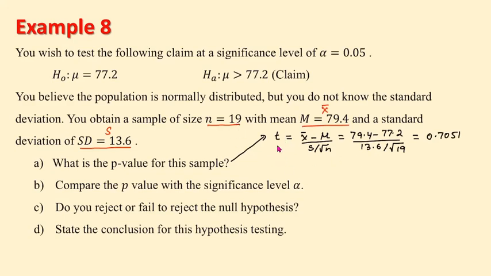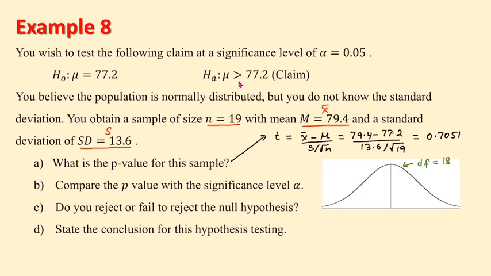Once we get the T value, or the test statistic, we need to find the P value. Because this is the T distribution, we are going to draw that distribution and find the area. So let's first draw the distribution. Suppose this is my T distribution, with 18 degrees of freedom, because n equal to 19. So this is the T distribution with degrees of freedom equal to 18.